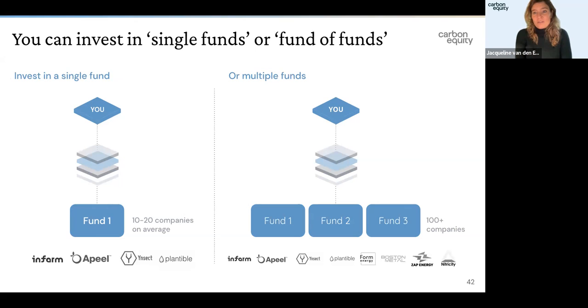So for example, in the current decarbonization climate tech fund of funds, you're invested in more or less 150 to 200 companies through 7 to 8 underlying climate venture capital and growth equity funds. So the reason to choose a fund of funds is really diversification. The reason to choose a single fund is that you might have a clear preference for a specific theme, let's say agro food, built environment, a growth equity fund. In that case, there are occasional possibilities to invest in single funds.